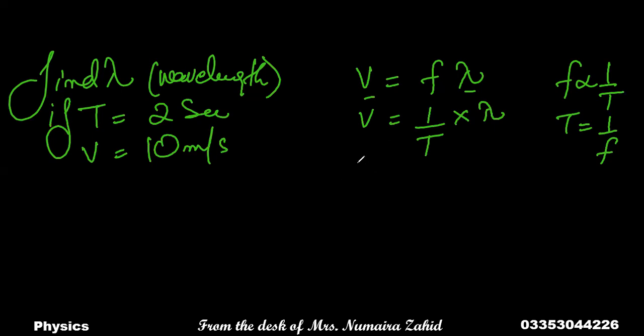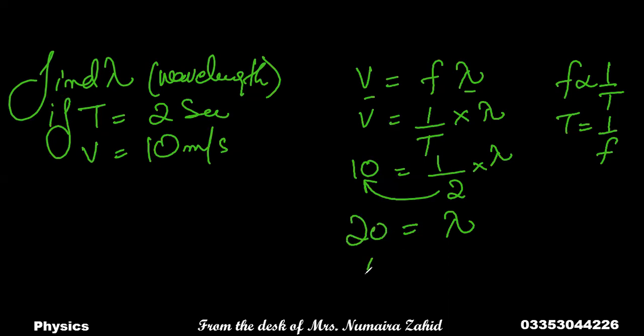Now, can we put in the values? Velocity is 10, time is 2, into lambda. In order to make lambda the subject, this 2 will multiply 10, and 10 times 2 is 20. So lambda is equal to 20 meters. This is how we can manipulate this relation in terms of time period.